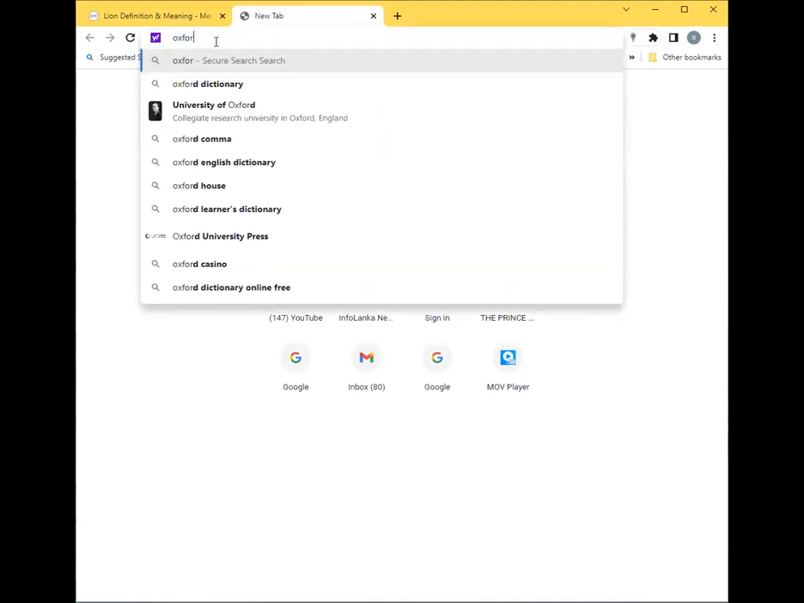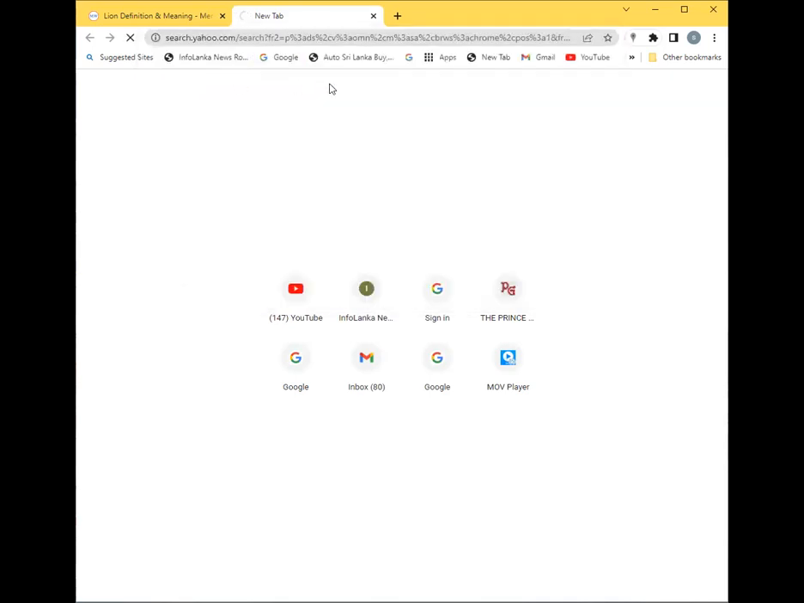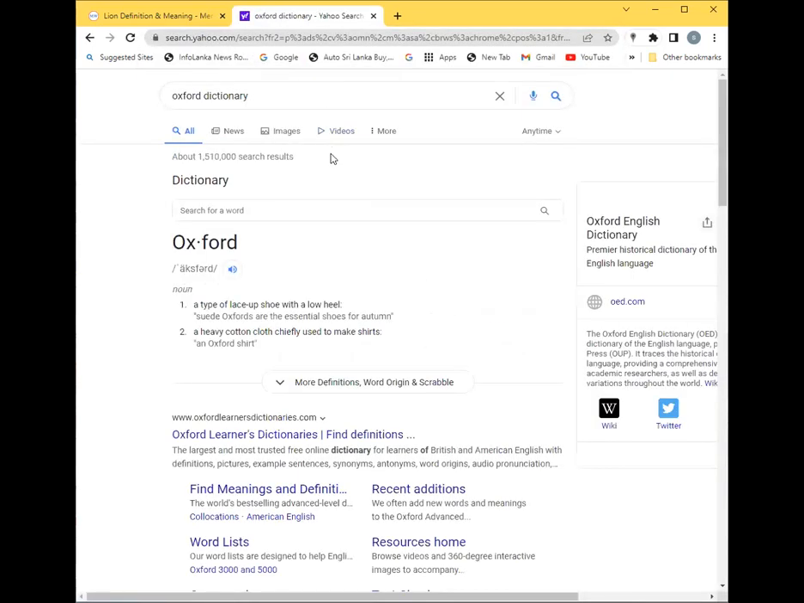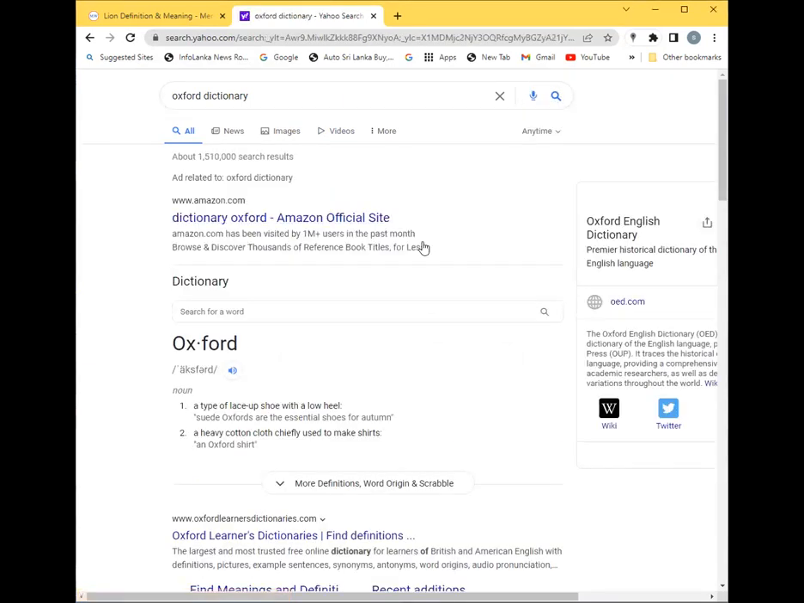Now I am going to share a page from the Oxford Dictionary.